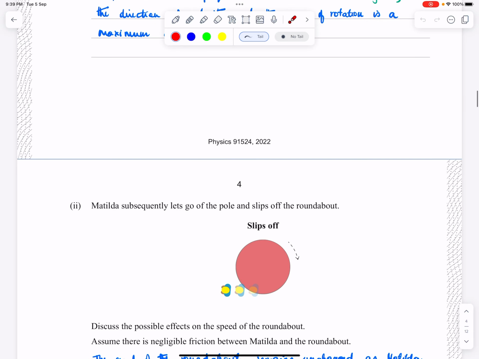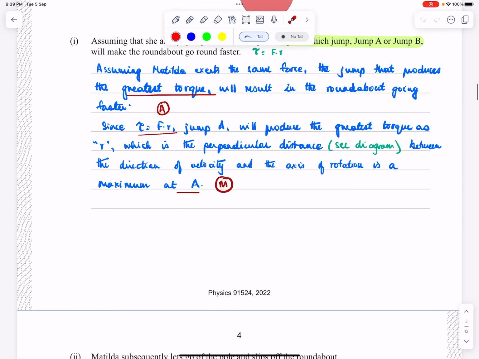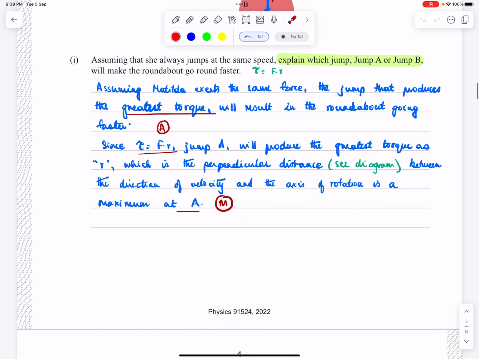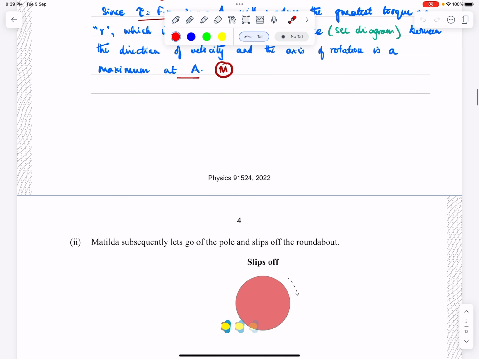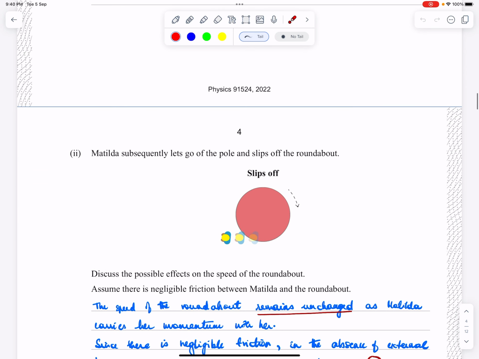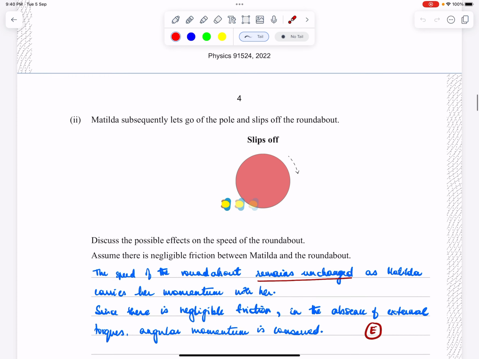Moving on. Now, Matilda, this is the same question, so it's parts 1 and 2, and there's only one final grade for those two parts together. She subsequently lets go of the pole and slips off the roundabout. Discuss the possible effects on the speed of the roundabout, and assume there's negligible friction.